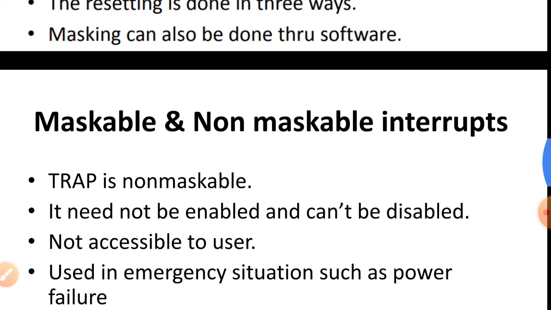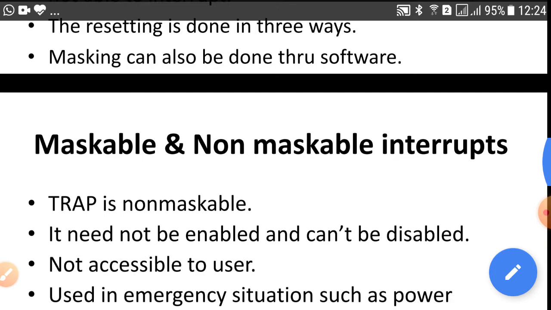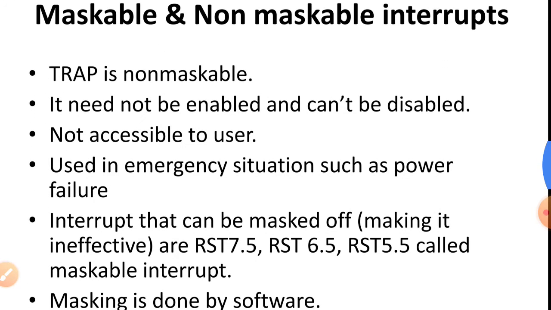Similarly, we can also do the masking process. Whenever one interrupt is being entertained, we can also mask the other interrupts, so that the rest of the peripheral devices which are connected to other interrupt lines cannot interrupt. Now, let us see what the maskable interrupt and the non-maskable interrupt are.